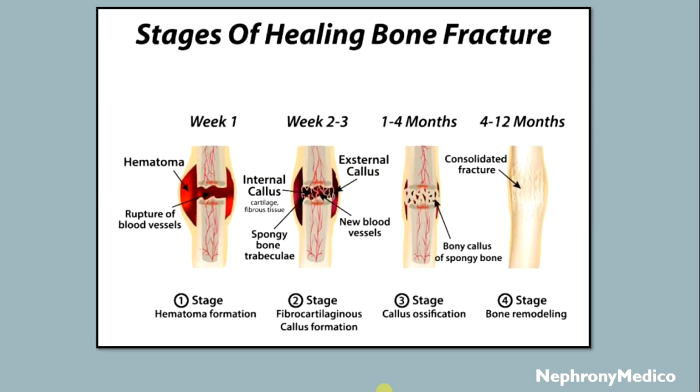Now, this picture shows stages of healing bone fracture, where on first week hematoma is seen, and on second week internal callus, external callus, spongy bony trabeculae are seen, and 1 to 4 months bony callus of spongy bone, and 4 to 12 months consolidated fracture is seen.